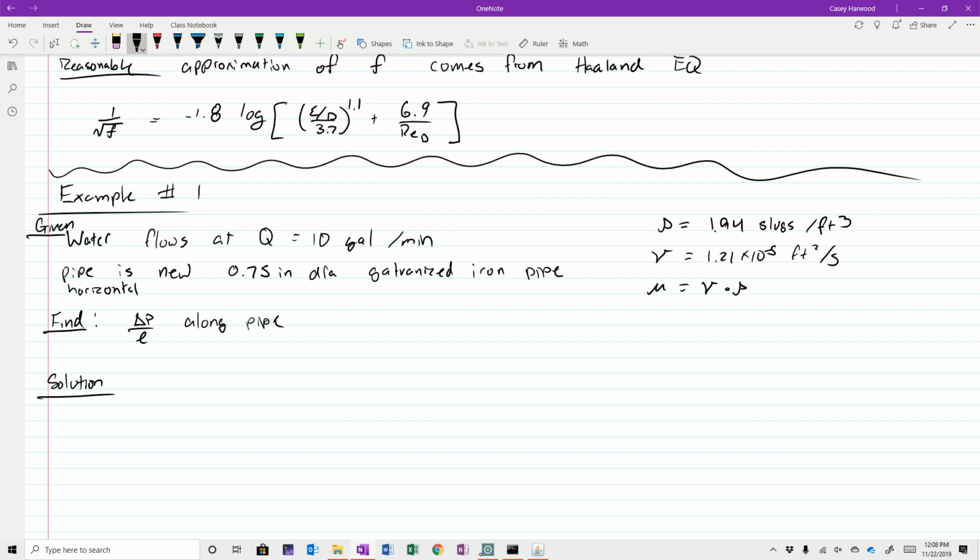So the solution proceeds in a few pretty repeatable steps. First, determine the average velocity through the pipe. Find the Reynolds number. Determine the flow regime: laminar or turbulent, which one is it? Find epsilon over D. Find the friction factor f. And then redimensionalize our answer to get the pressure drop.